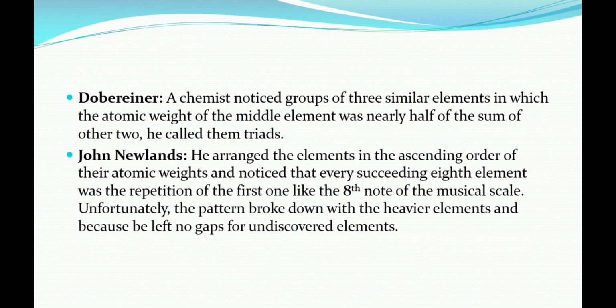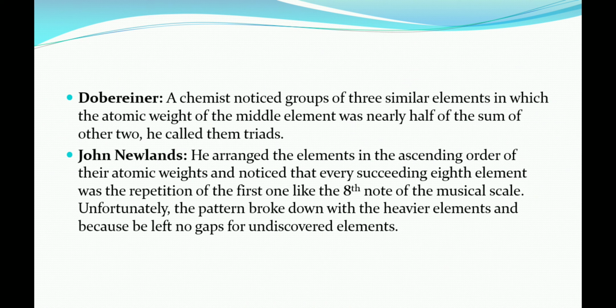Then came the chemist Dobereiner. He noticed groups of three similar elements in which the atomic weight of the middle element was nearly half of the sum of the other two. He called them triads. One example of Dobereiner's triad is lithium, sodium, and potassium. The atomic weight of lithium is 7 and that of potassium is 39. The average of these two atomic weights, 39 plus 7 is 46, divided by 2, is 23, that is the atomic weight of sodium.